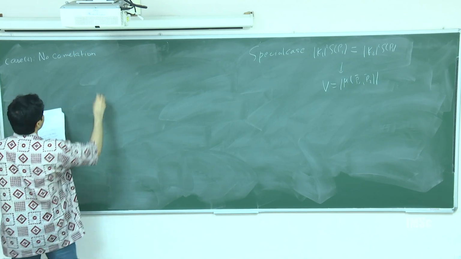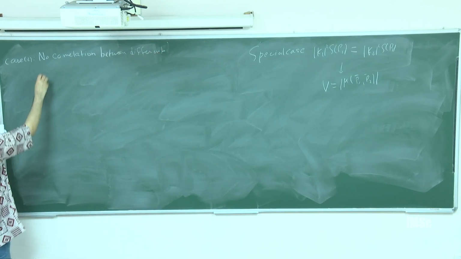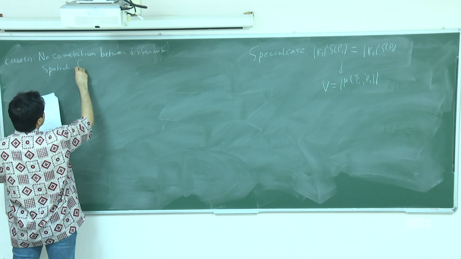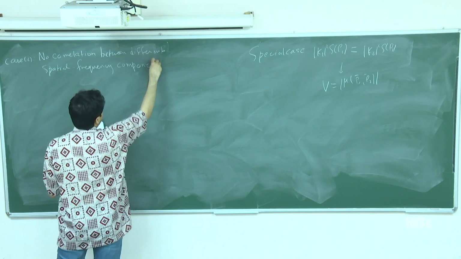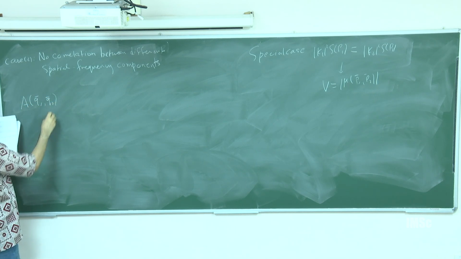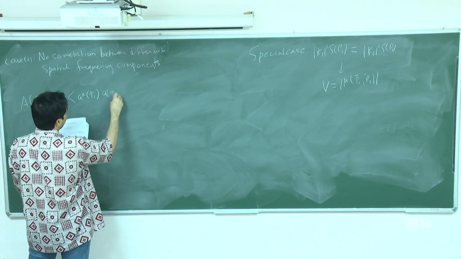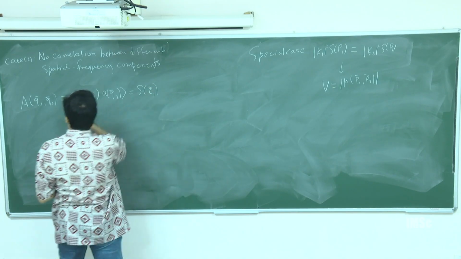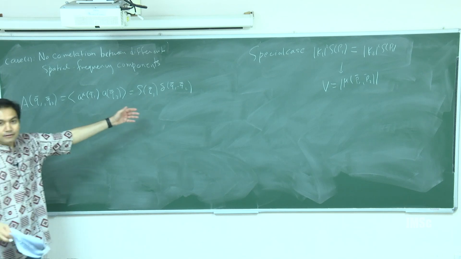Case 1. No correlation between different spatial frequency components. By spatial frequency, we mean Q. Qx and Qy are the spatial frequency components. So if there is no correlation between different frequency components, the angular correlation will be expressed by this delta function. So that tells us that there is no correlation between Q1 and Q2.